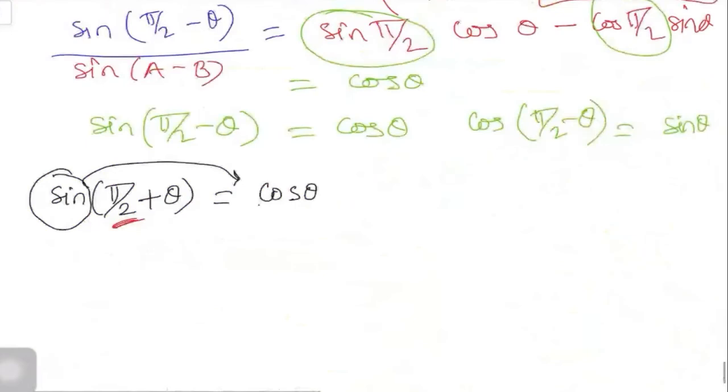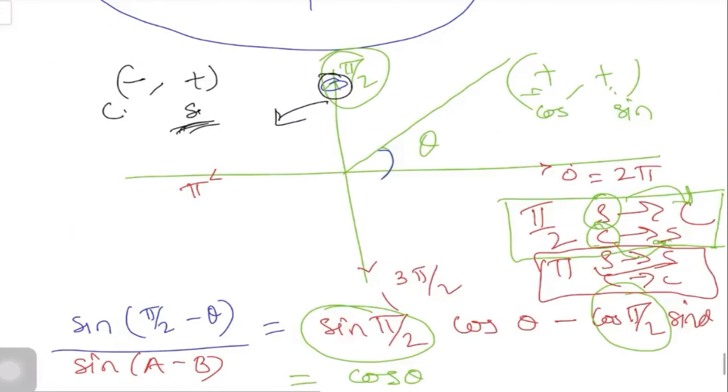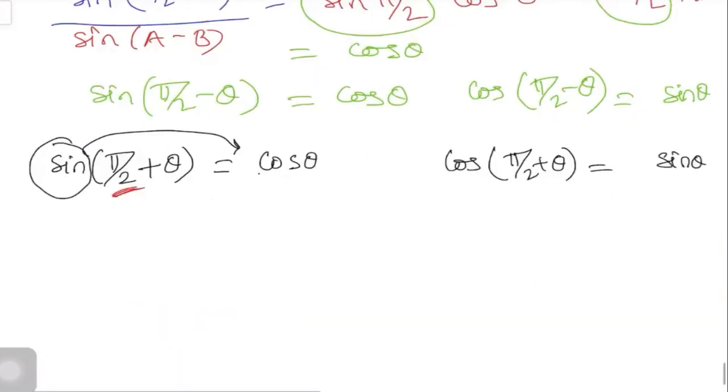Similarly, one can have cos of pi by 2 plus theta. The cos will get changed into sine, but cos has a negative sign, so we are going to have the negative sign here. So you can remember these formulas.